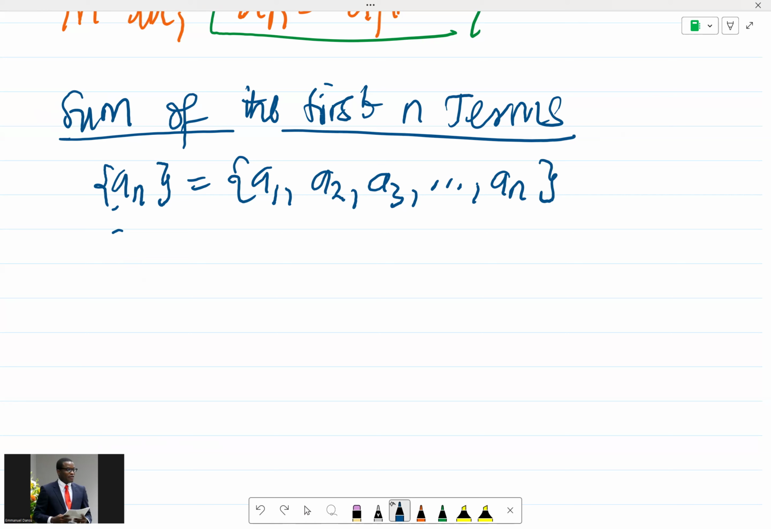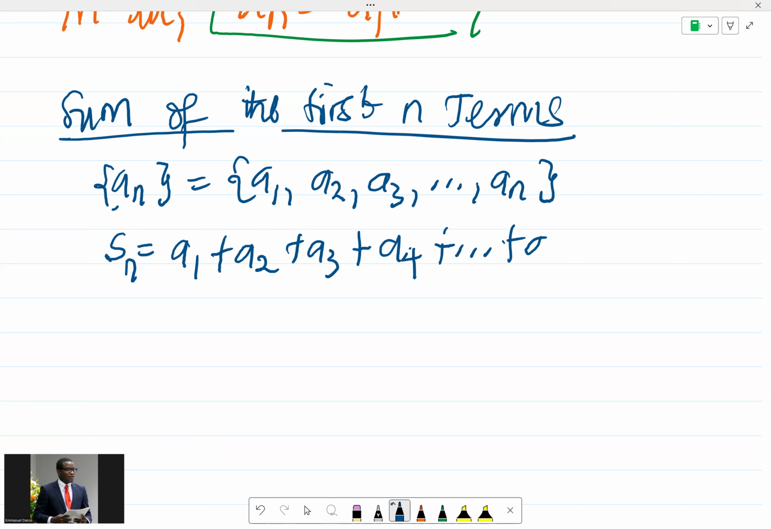Sn is more like a series, because the series is the sum of the terms of a sequence. So imagine we now need Sn, which is A1 plus A2 plus A3 plus A4 this time, plus all that down to An.